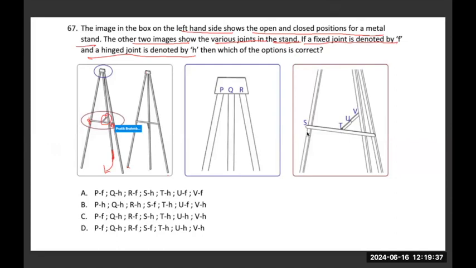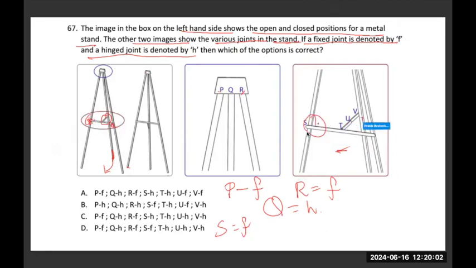When I go view by view in PQRS, the position of P and R is not changing, those members are staying as they are. So P will be fixed, R will also be fixed, and Q's position is moving, therefore it will be hinged. In the next part here, S has to be fixed. Like I said earlier, this part is not moving.